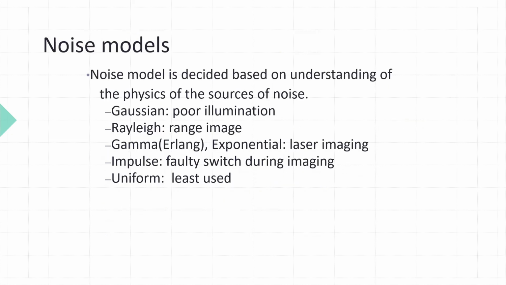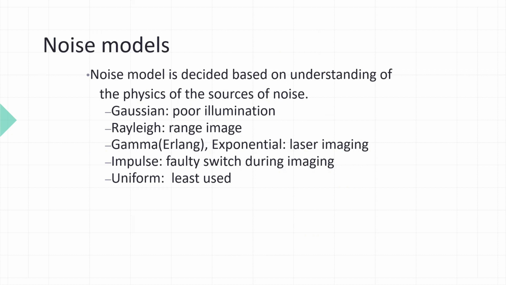Next, coming to the noise models. What are the types of noise models we have in the literature? Very first one, Gaussian. This Gaussian leads to poor illumination. If this Gaussian noise is added during the transmission, it will lead to very poor illumination. Whereas if Rayleigh noise is there, the image range might be disturbed.